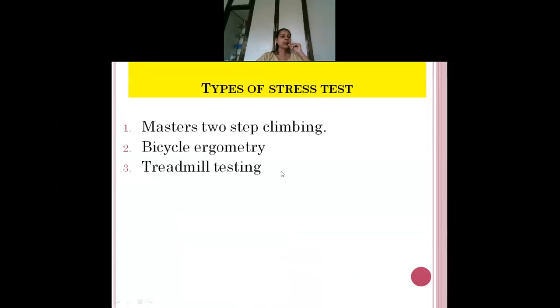Now, different types of stress test. Which are the different types of cardiac stress test? We have got 3 types. Remember those. First one is master two-step climbing, bicycle ergometry, and treadmill test. Treadmill you already know. I already showed you in the first figure. That machine is called a treadmill. You are made to walk there. Bicycle ergometry means a stationary cycle is there. You have to pedal that. Master's two-step climbing means there are steps in that. They have to walk on the steps. So we'll see in detail what those are.